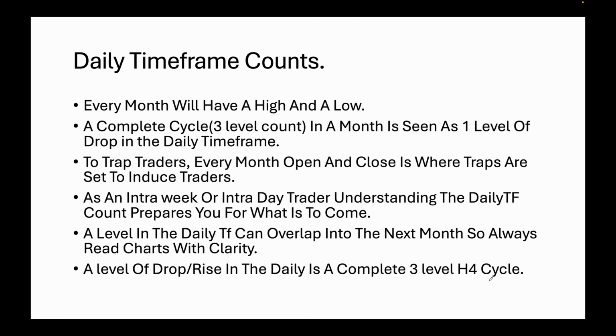A complete cycle, which is our 3-level count in a month, is seen as one level of drop, right? So that is a complete cycle, meaning one level of drop is actually a complete cycle, because as we move down to the shorter time frame, in this case being your H4, one level in the daily time frame is actually a complete 3-level cycle in your H4 time frame.